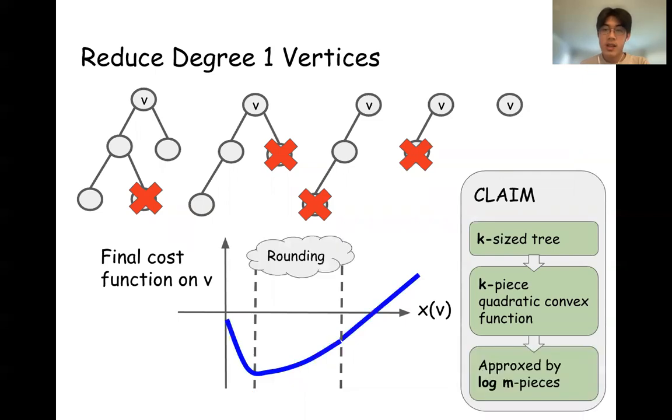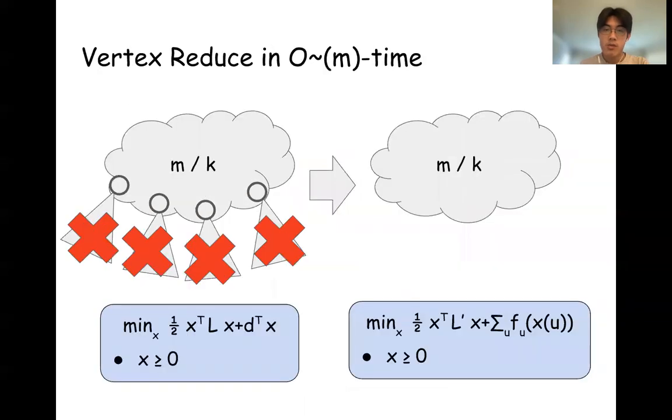And a size of k is still too large for us to handle. So we show that since we only require constant approximation, this function can actually be approximated by another one with only log n pieces. So this concludes our vertex reduction scheme, and we can reduce the problem on this n over k sized graph plus trees to one of only size n over k.